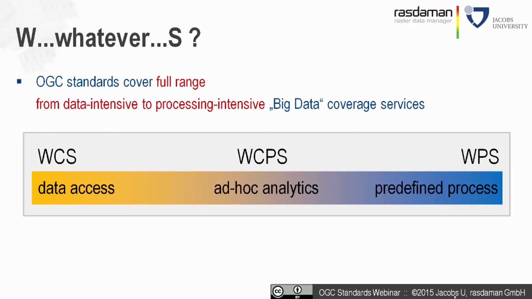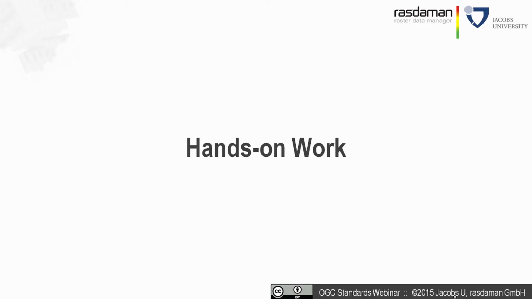So you can go for the data-intensive part and offer WCS for data access with fixed request types. You can, on the other hand, establish processing with predefined processes using WPS. And in the middle, we have WCPS, which allows ad hoc analytics. Everything you can write down in an expression can be evaluated by the server in a flexible way. So these overlap, these can be mixed, and service providers, again, can pick whatever is most convenient in their particular ecosystem.